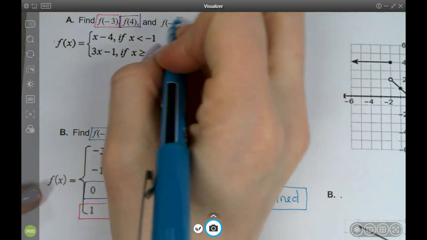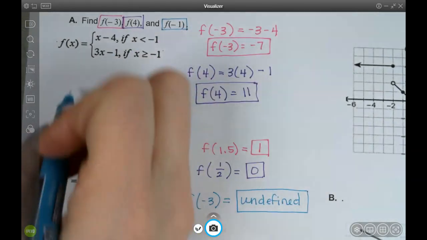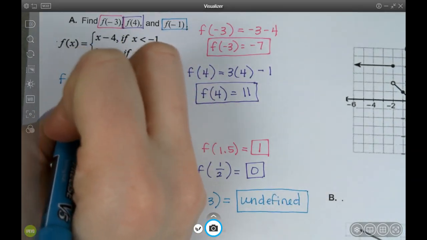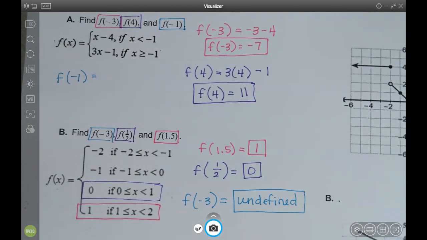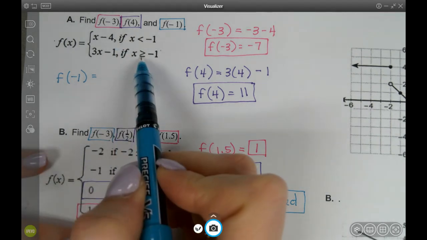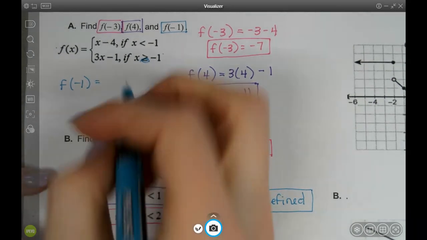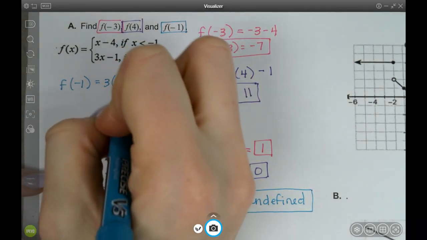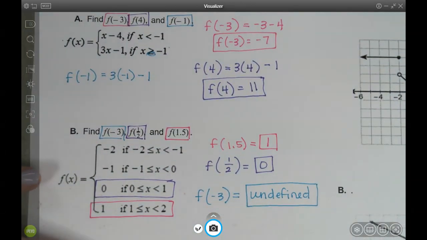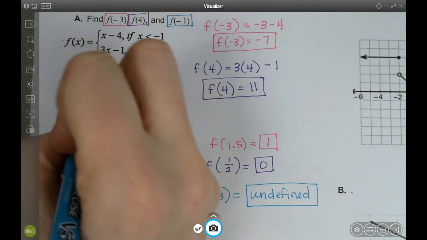Okay, the last one, f of negative 1. Which piece am I going to plug negative 1 into? Top piece or bottom piece? The bottom one, because -1 is greater than or equal to -1. So I have 3 times -1 minus 1, which is what?